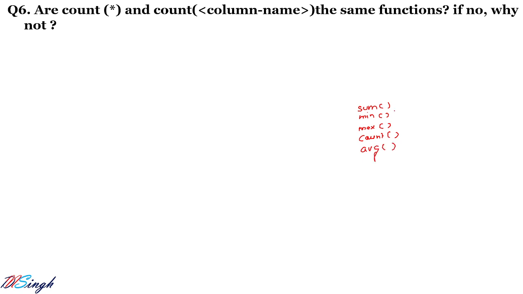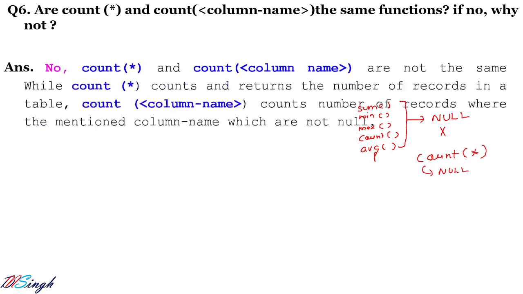They are also called multi-row functions because they take multiple rows as input and produce only a single row in the output. They all do not take null values into consideration. Null is not considered here, but there is a special case with count. When you use count star, in that case it is going to consider null values. Fine, let us see the answer.